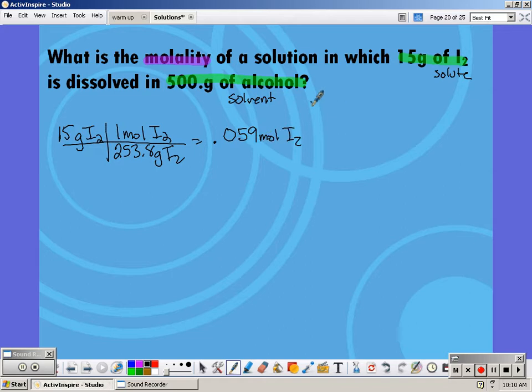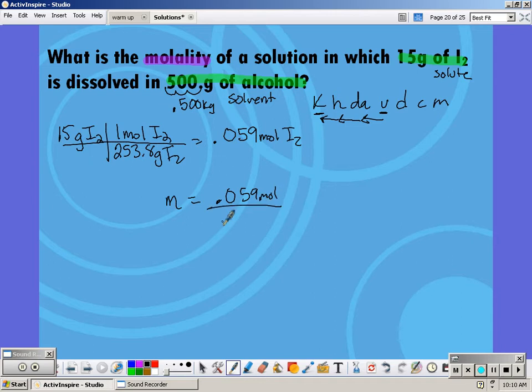Now my solvent has to be in kilograms. King Henry died unusually drinking chocolate milk. We're going from grams to kilograms, so we're going to go back 1, 2, 3 spaces. So this is 0.500 kilograms. The molality is 0.059 moles divided by 0.500 kilograms. We need two significant figures, so this would be 0.12 molal.